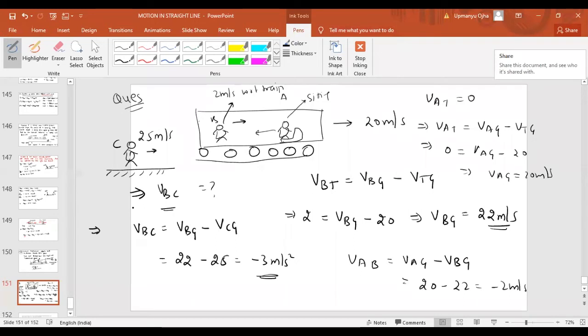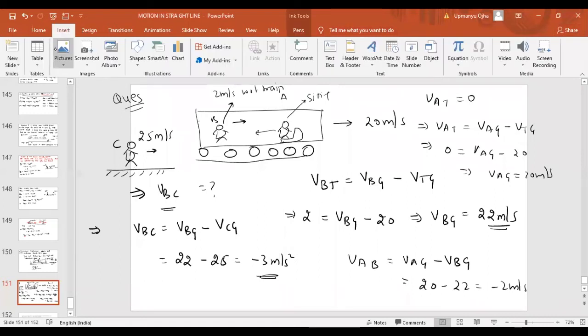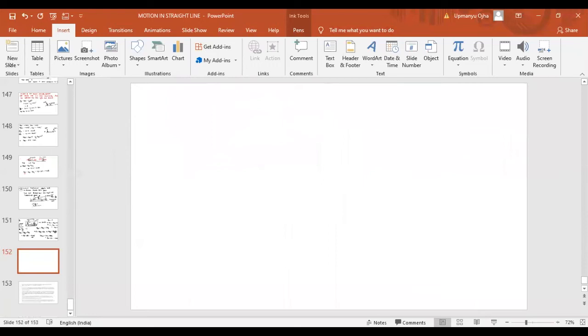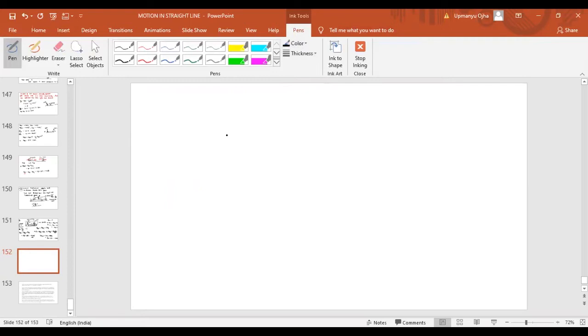Okay, now next is relative acceleration. Same as relative velocity, we have relative acceleration also. A very good, simple example I will take. Only one example I will take: we have an object A and an object B.